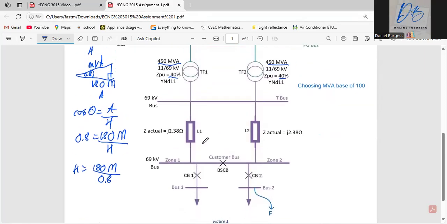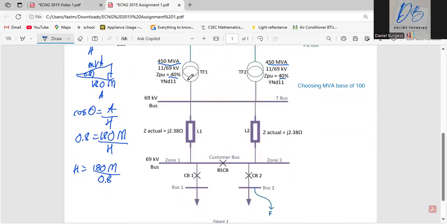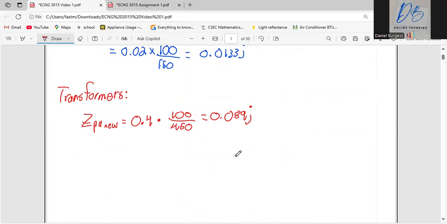And then the other thing we have to convert is the actual impedances for these two lines. If anybody asks why we didn't consider these, it's because the distance is so small that it's negligible. If they give you an actual impedance, you always have to convert it to per unit. If they don't give it, that means the impedance is negligible, so you don't have to consider it. So these are the transmission lines.